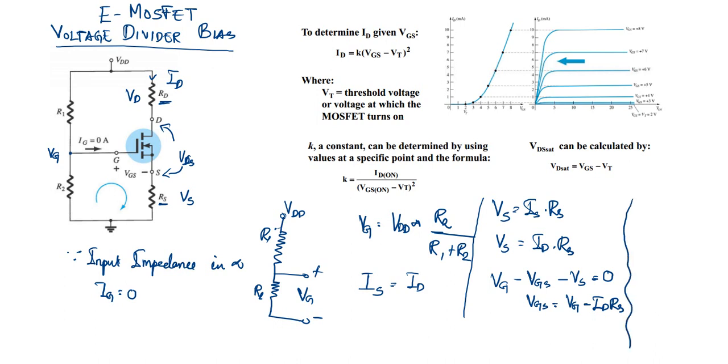So we found the equation for Vg, we got the equation for VGS, and also we got the equation for Vs. So what is Vd? If you want to get Vd, how will you determine Vd?